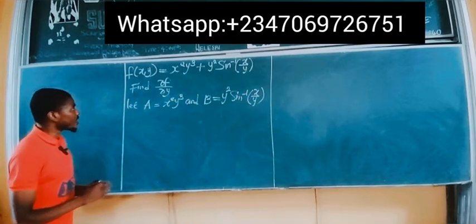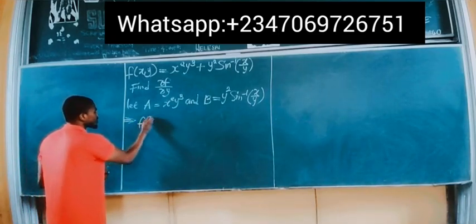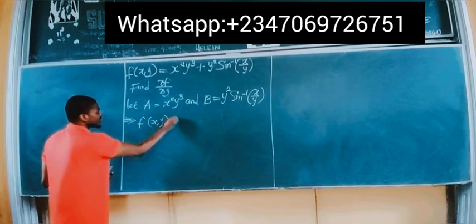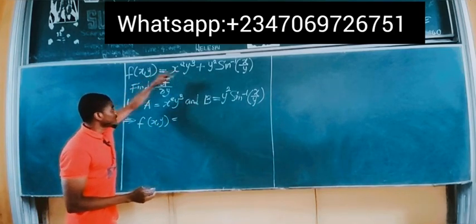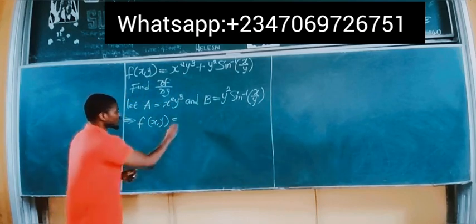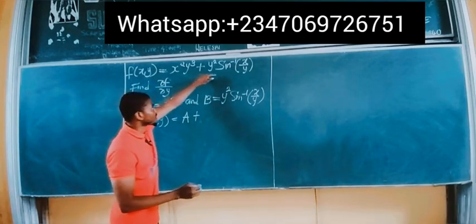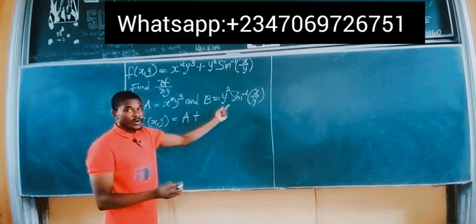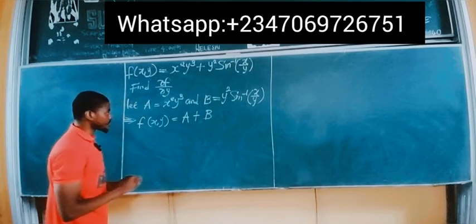So if I have this now, it means simply that this function f of x, y is equal to, in place of x squared y cubed, I simply call that a. So it becomes a plus, in place of y squared sine inverse of x over y, I call that b. So this simply becomes a plus b.